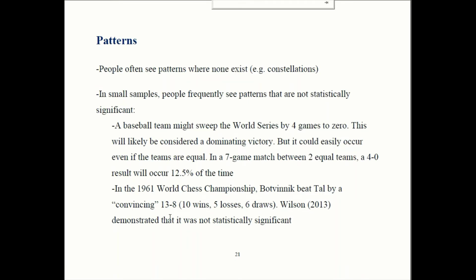So one issue is that people often see patterns where none exist. If you give people something that's random or is pretty close to random, they'll often try to spot a pattern that isn't there. One example I give is constellations. There's a whole pseudoscience of astrology based on the stars, and there isn't any actual meaning to astrology. There's no real pattern in astrology, but it has some traction, and some people do take their horoscope and take astrology seriously.